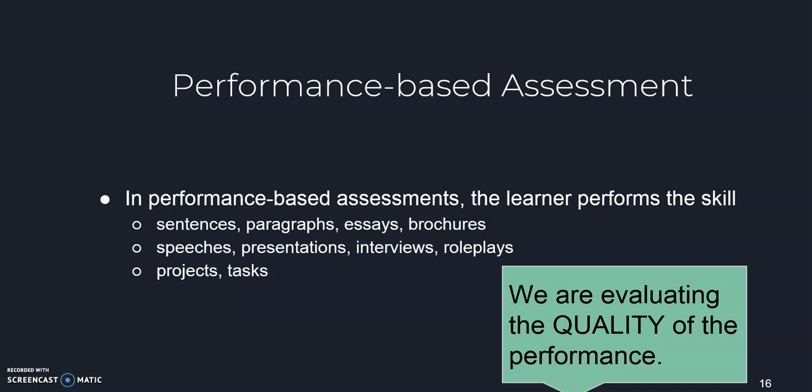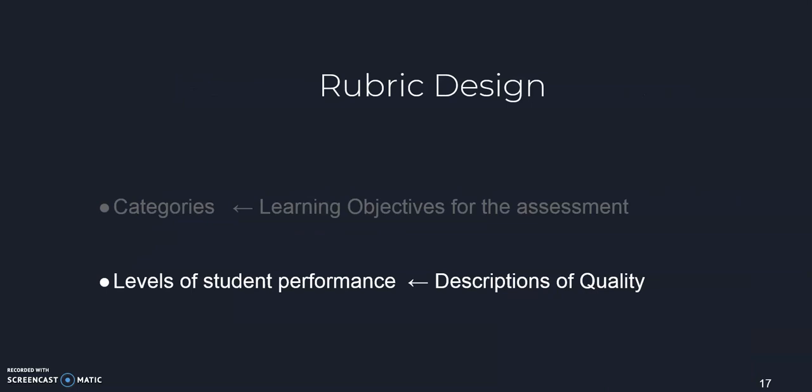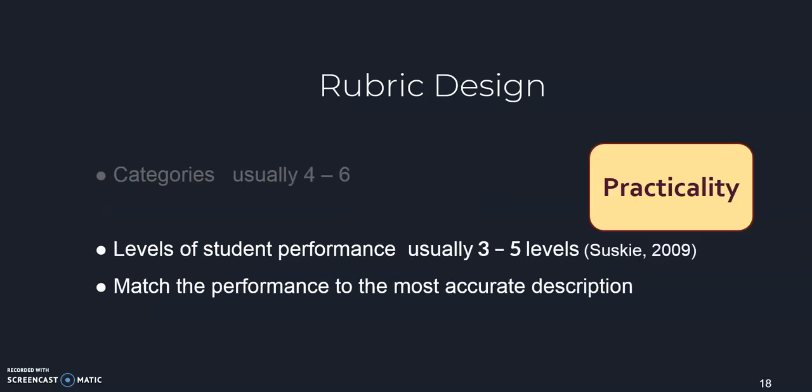And what we are evaluating in the rubric is the quality of that performance. So the levels of the student performance will be descriptors of quality. How many levels of student performance should we include in our rubric? Usually between 3 to 5.